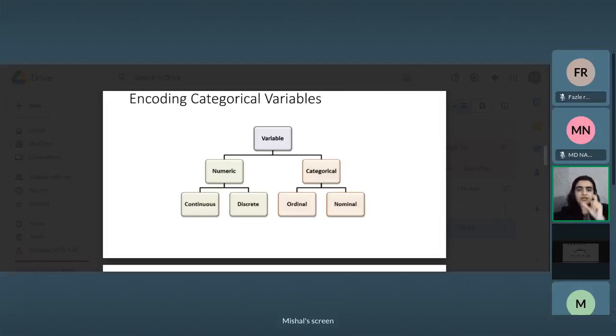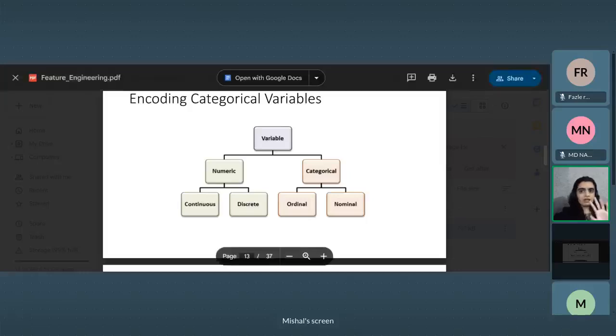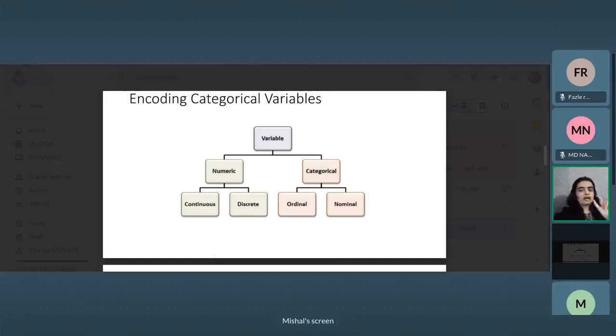It is not in numerical format. Or maybe we can take some other data set where we have categorical data. Maybe we have employees information, and there we have their educational background. Like this one has done masters, this one has done PhD. So there we will have different categories. So there are two types of variables, basically numeric and categorical. Where we are having numerical data, there we have further two options, continuous or discrete.